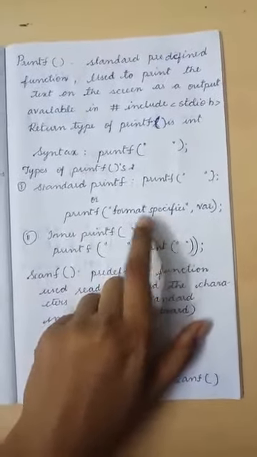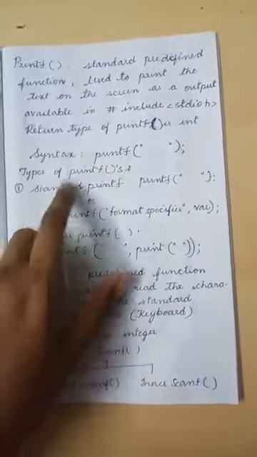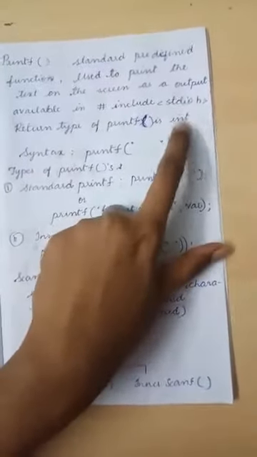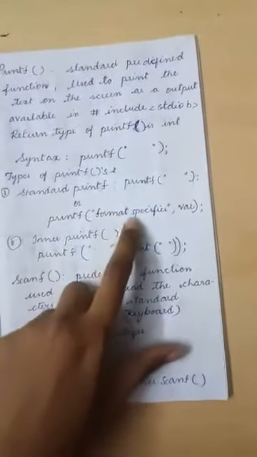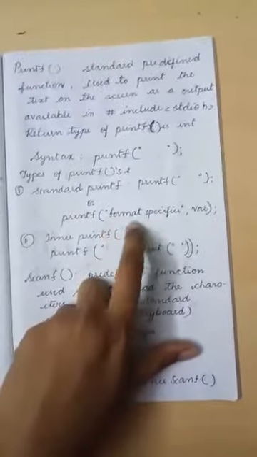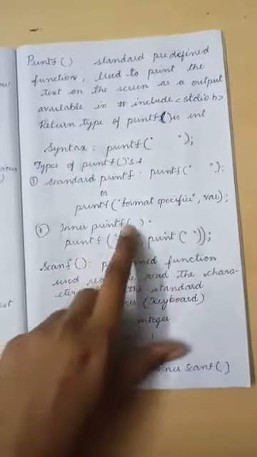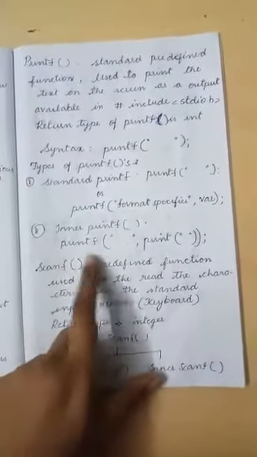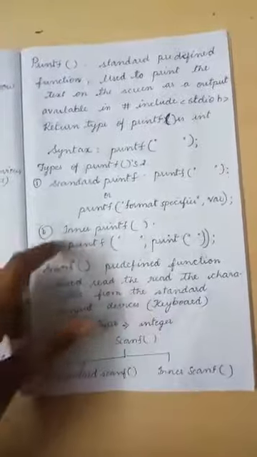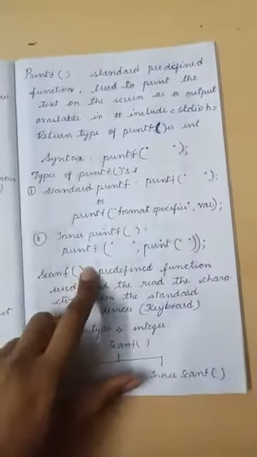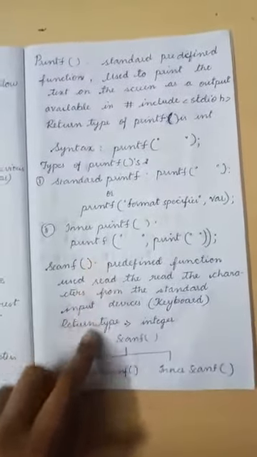I told you the printf return type is integer. For integer, the format specifier is %d. So here the format specifier will be %d, and this is a variable. Next, inner printf. A printf within a printf is known as inner printf. We'll see this in detail in the next video.